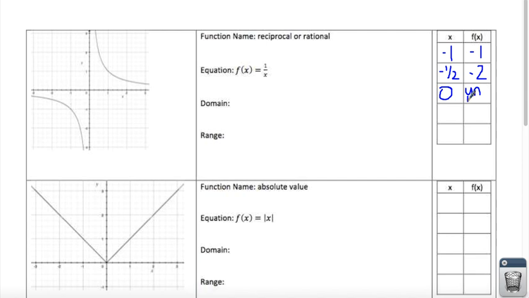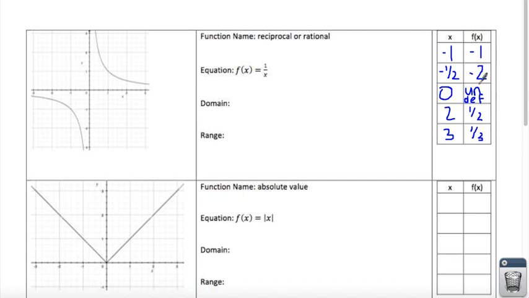Undefined. If you were looking at the table on your calculator, it would probably say error. And then if x was 2, we would get 1/2. If x was 3, we would get 1/3.